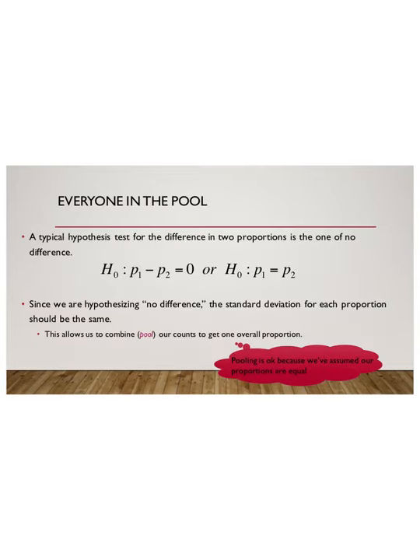Now let's talk about hypothesis testing. A typical hypothesis test for the difference in two proportions is that of no difference. So two acceptable responses on the AP exam, you can say your null is p sub 1 minus p sub 2 is equal to 0, or you can say they are equal to each other. Remember, we are hypothesizing no difference, so the standard deviation for each proportion would be the same. This allows us to pool our counts to get one overall proportion. And remember, pooling is okay because we assumed our proportions are equal.